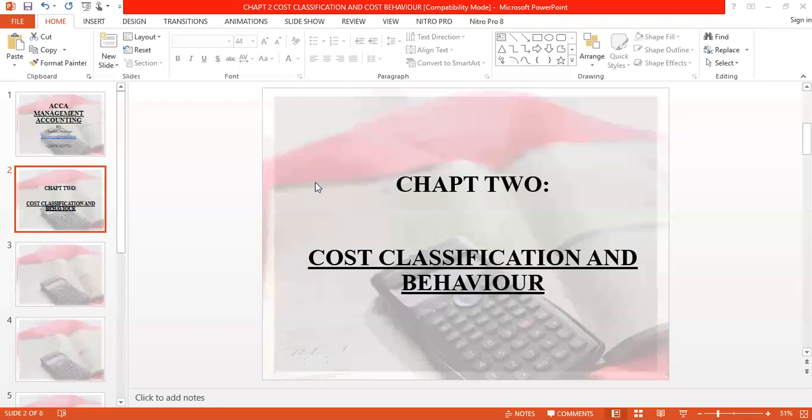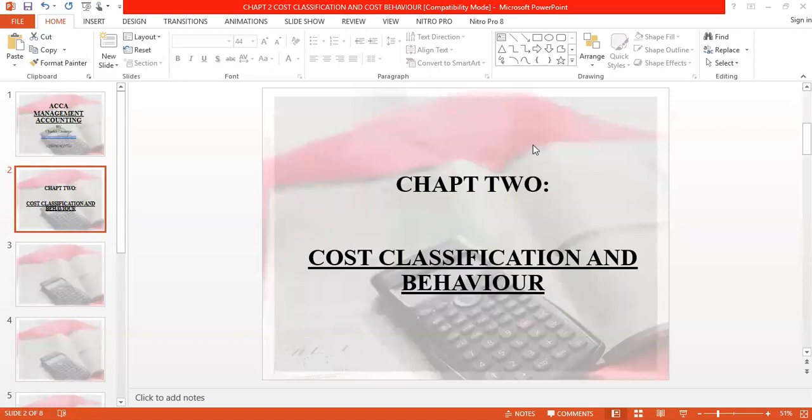So welcome to today's class. We want to go to chapter 2. In the last two classes, we looked at chapter 1. Day 1, we looked at nature and purpose of cost and management accounting: what is management accounting, what is data, what is information, the managerial process of planning, control, and decision making, the role and purpose of cost and management accounting, and differences between management accounting and financial accounting.